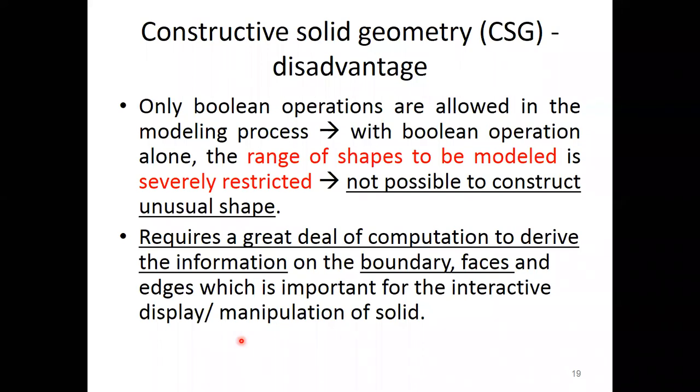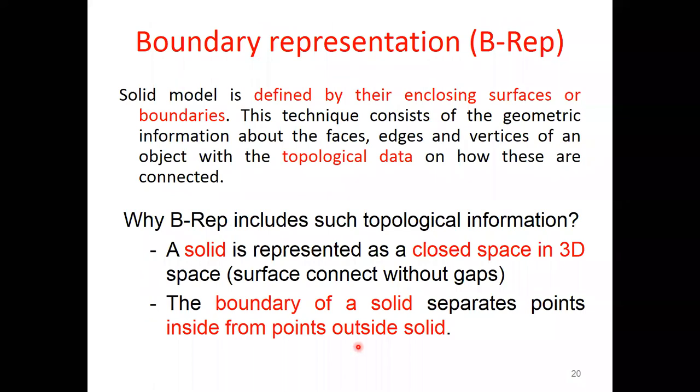Okay, it requires a greater deal of computation to derive the information, boundary faces, etc. So this is the one. The major disadvantage is only simple three-dimensional objects can be created by using CSG. Okay, so for complex shapes, BREP is used. Boundary representation will be used to generate them. Okay, so in the next session we will be discussing boundary representation.